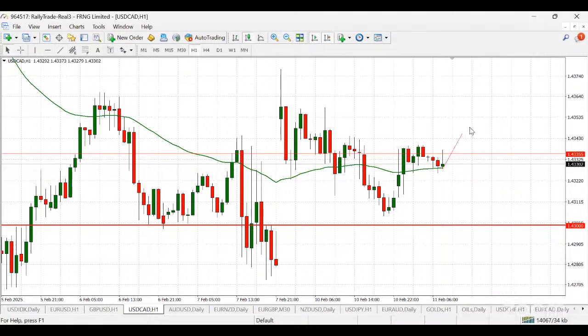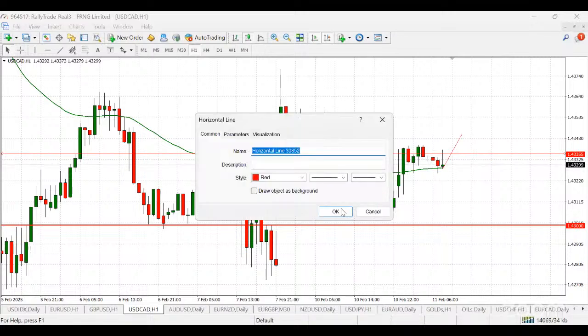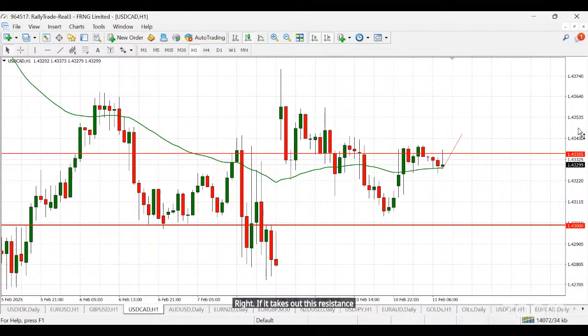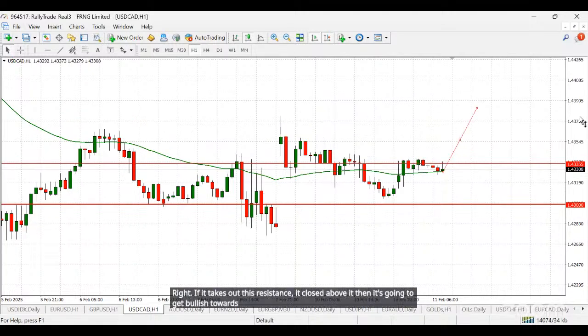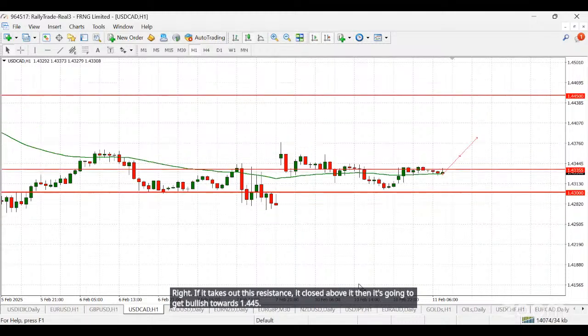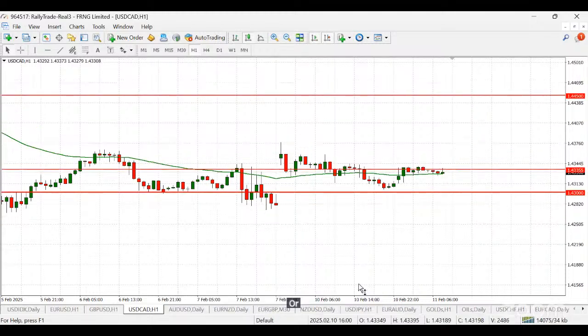Takes out this resistance at 1.43355, this level here. Right, if it takes out this resistance, it closed above it, then it's going to get bullish towards 1.445 for USD CAD.